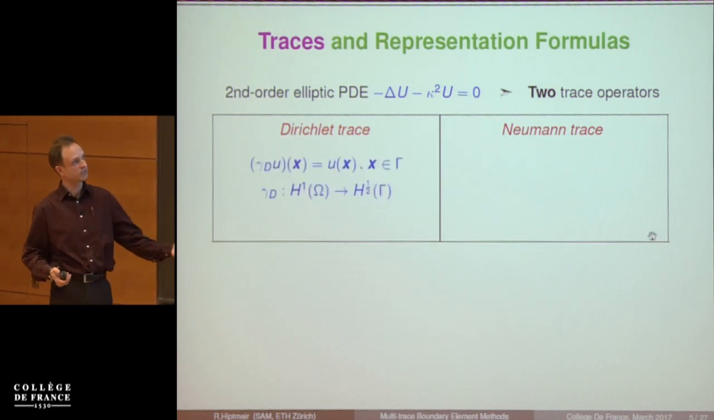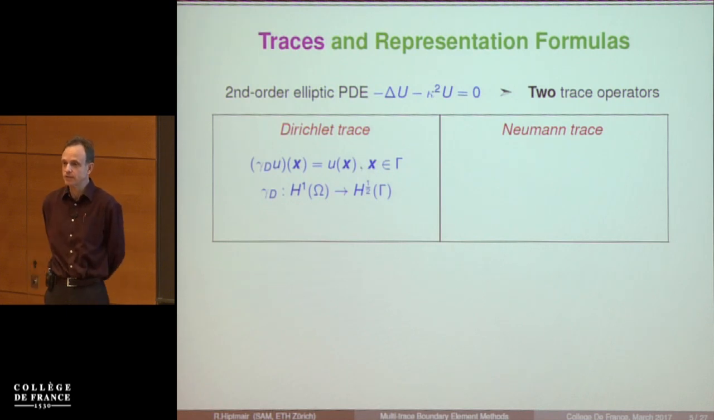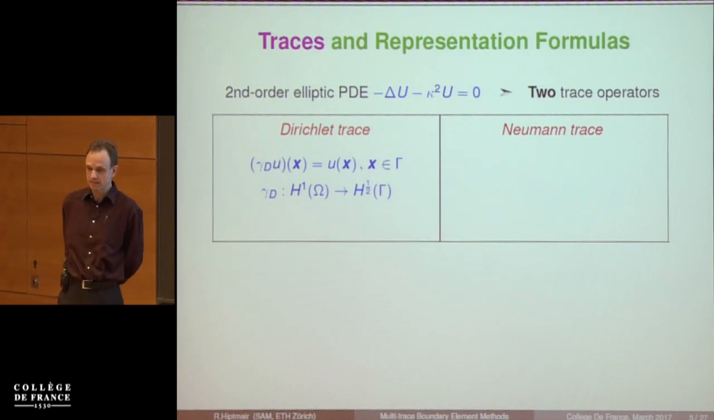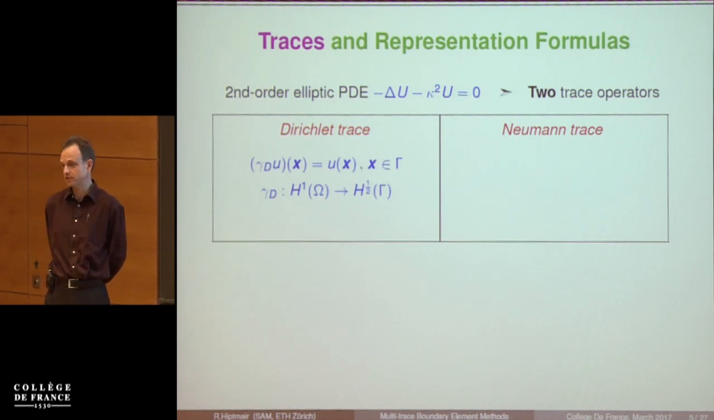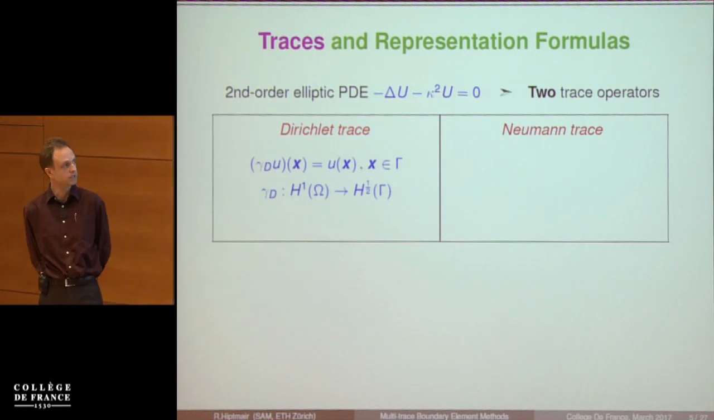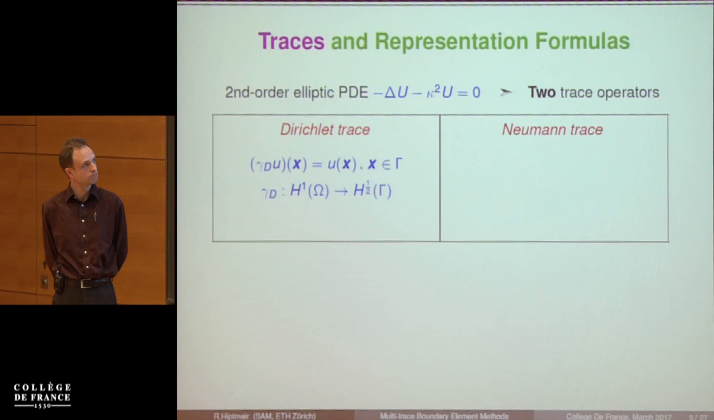Dirichlet trace is just point trace. And when you look at it from the perspective of Sobolev spaces, then the point trace can be extended to a mapping from H1 to H1/2. H1/2 is essentially the range space of the point trace operator. This is our first example of a trace space. This is known to almost everybody here, I suppose. Call this the Dirichlet trace space.